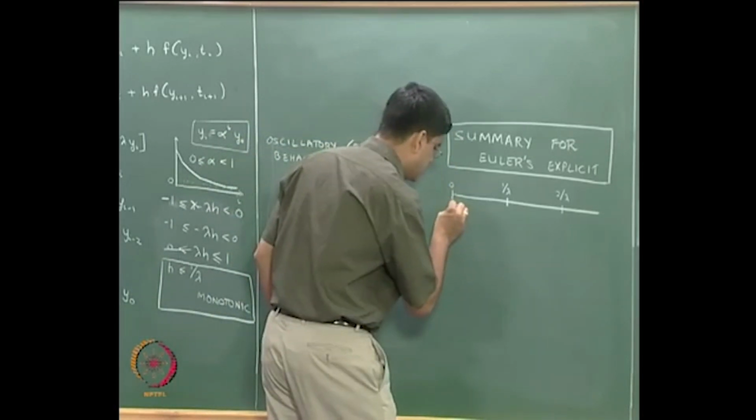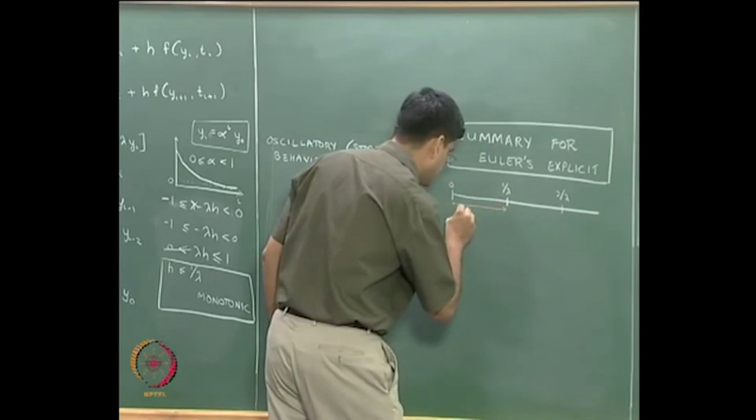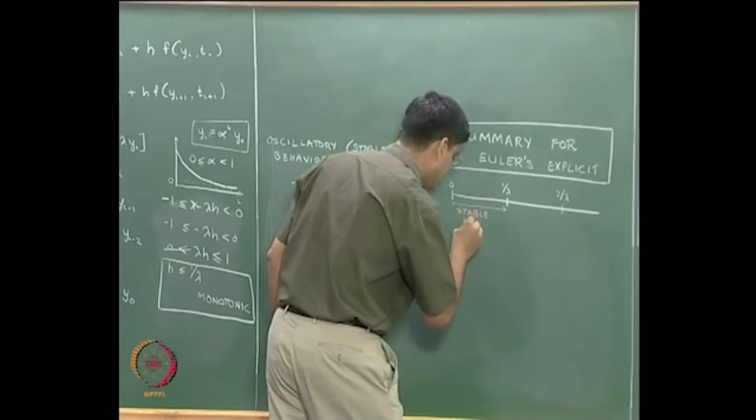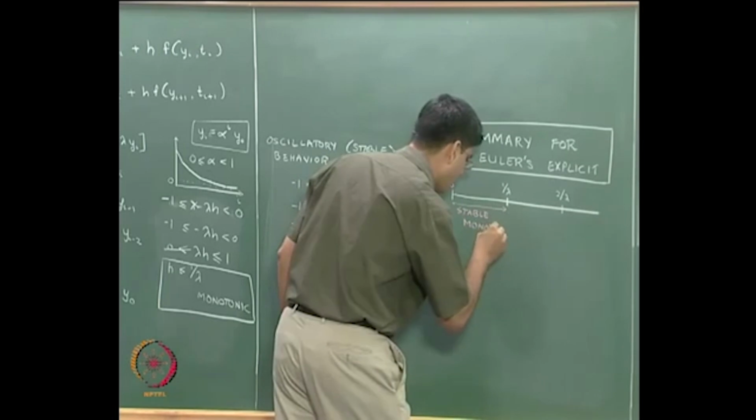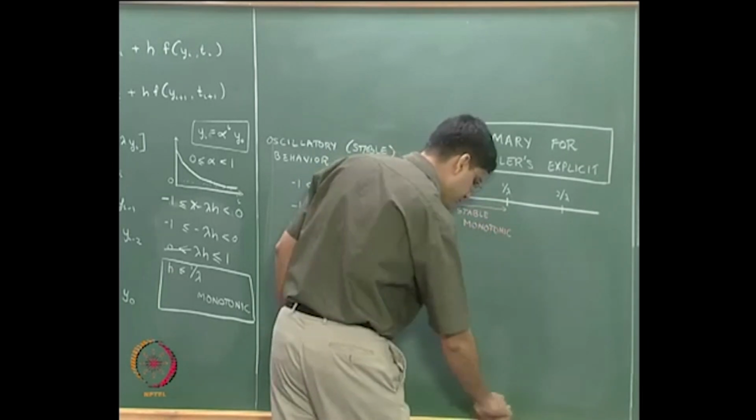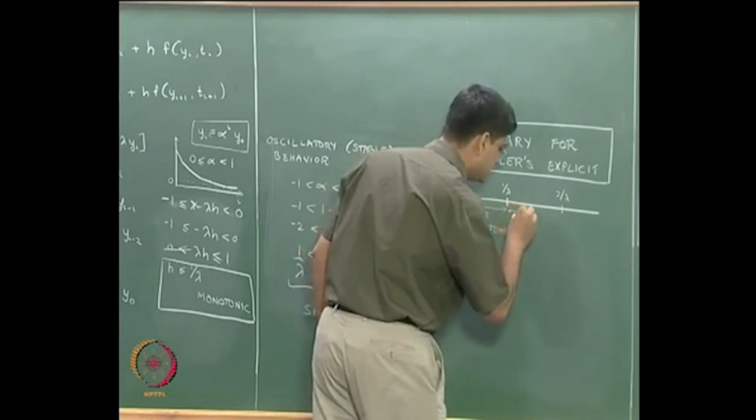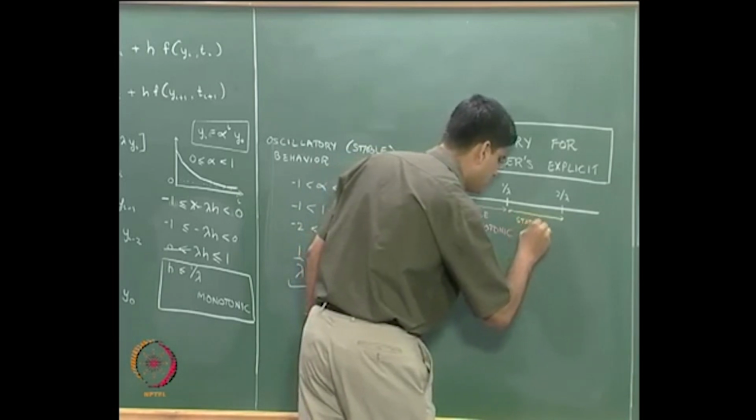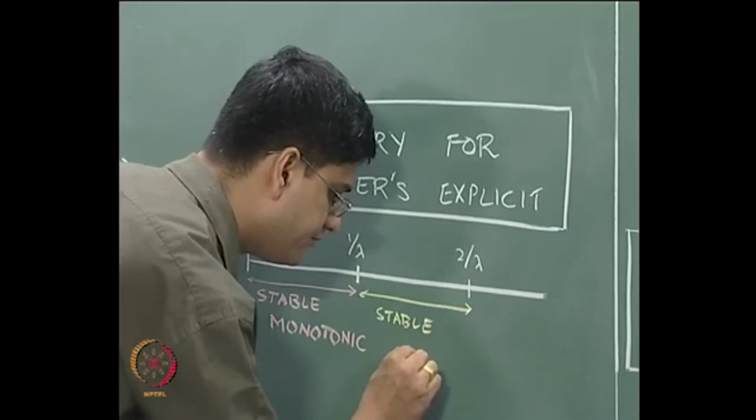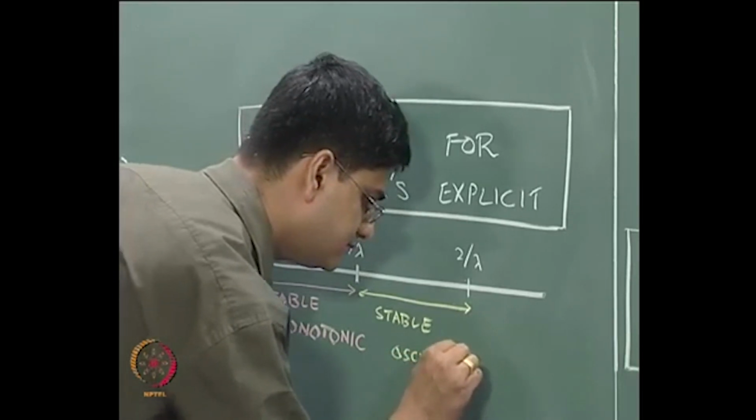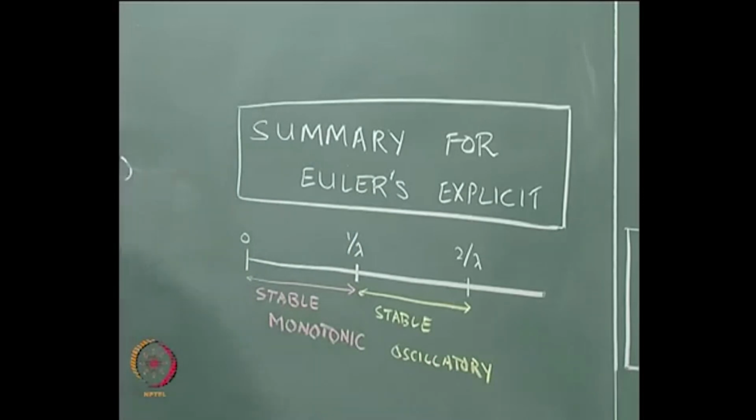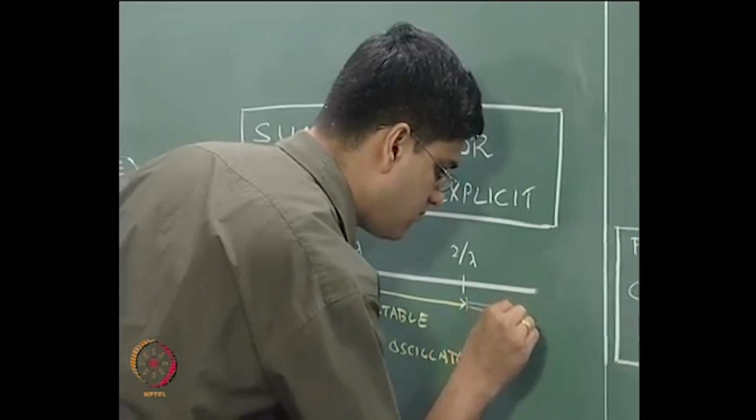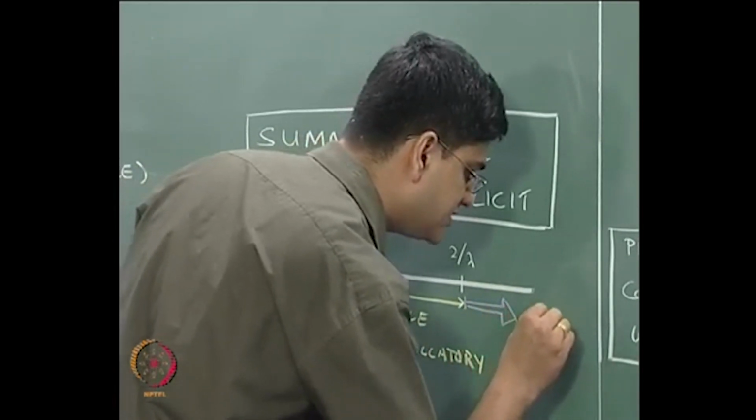If h lies in the red region, we have stable and monotonic behavior. If h lies in this yellow region, we have stable but oscillatory behavior. And if h lies beyond this, we have unstable behavior.